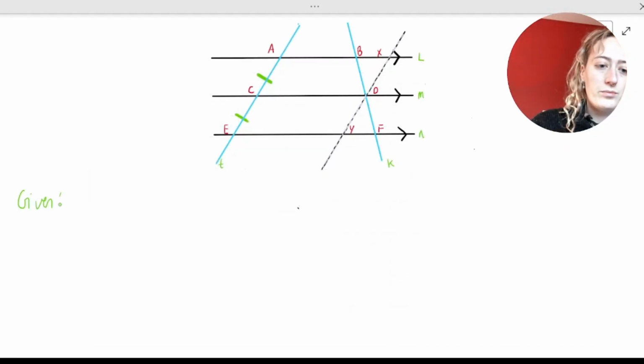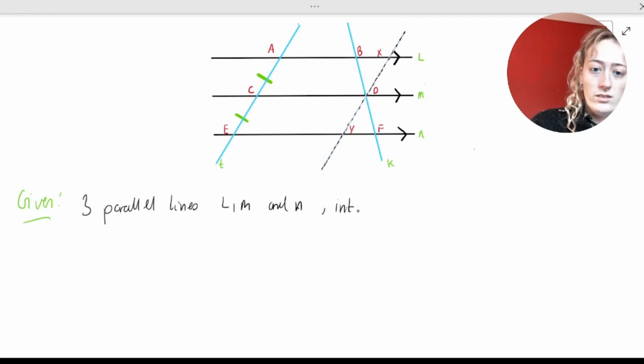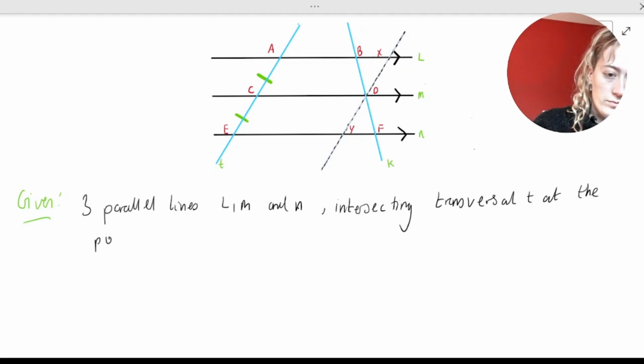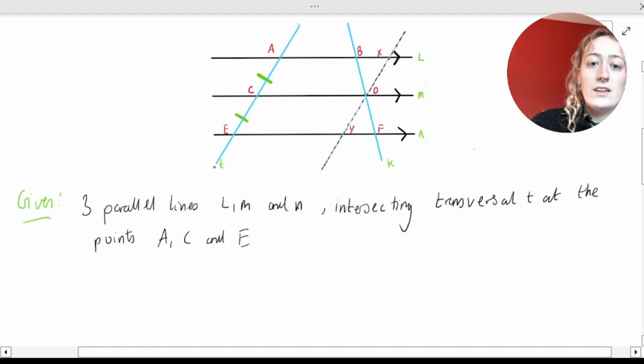So, given 3 parallel lines, L, M, and N, intersecting, crossing, transversal T, a line that's crossing, transversal T, at the points A, C, and E. So we've got 3 parallel lines. Our transversal T is our blue line here, crossing at the points A, C, and E.